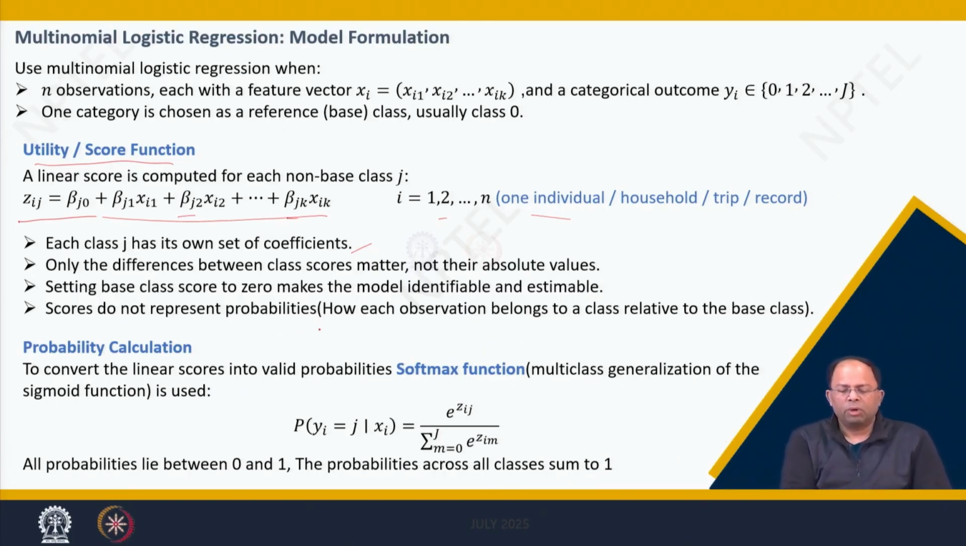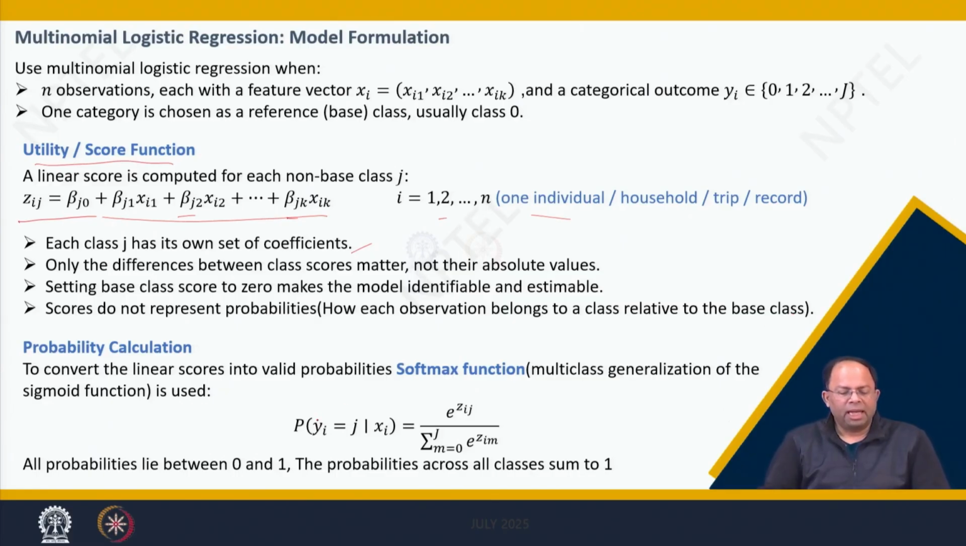Scores do not represent probabilities of how each observation belongs to a class relative to the base class. So the score is not a measure of the probability of choosing that particular alternative. It just helps us determine which should be the choice when two alternatives are taken, relative to the base class.